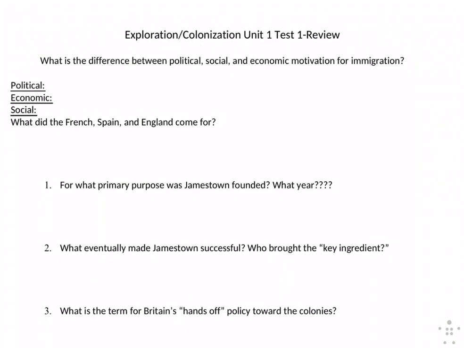Number two, what eventually saved Jamestown, made them successful? You don't necessarily need to know who brought the key ingredient, but what made them successful? Well, they did not find gold. They hit some hard times, some strong winters. So the growing of a cash crop, which specifically was tobacco. Tobacco is what saved the colony of Jamestown. So economic reasons, they were able to grow that cash crop for a large profit. So that is what made it successful.